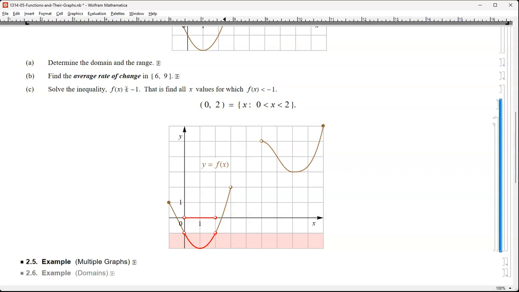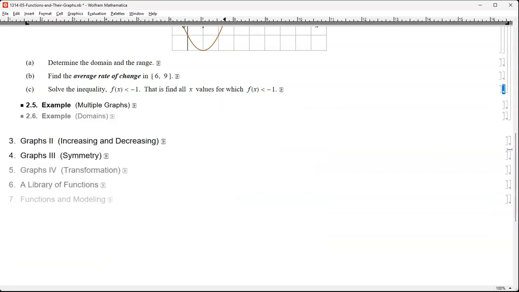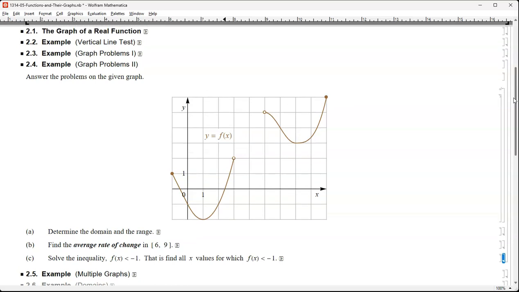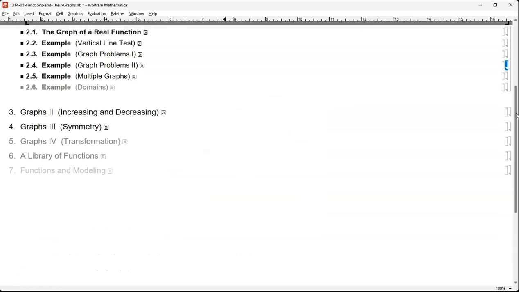If this problem had been f of x is less than or equal to -1, then both would have been solid dots, and we'd have a closed interval, a bracket 0 to 2. See the subtle difference there? Okay, that completes example 2.4.